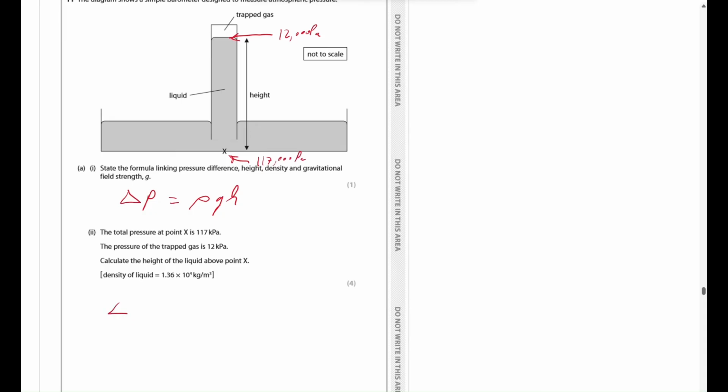Right, so we have a pressure difference equal to the difference between those values. So 105,000 pascals is the pressure difference. You're trying to calculate the height. They give you the density in the question, so you can get that into your calculator.